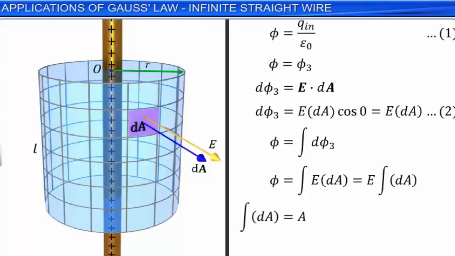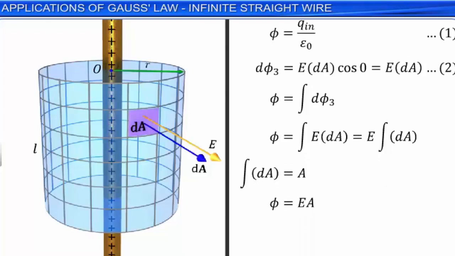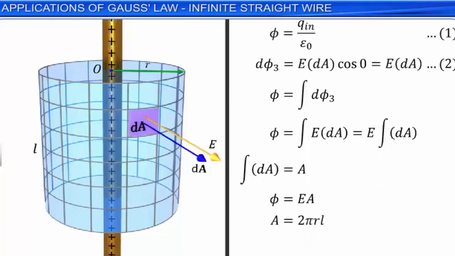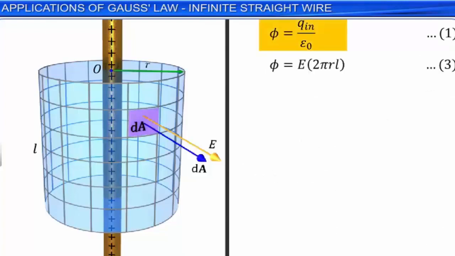The area A is equal to 2 pi RL, which is the curved surface area of the cylinder of length L and radius R. Substituting the value of A in the expression for total flux phi, we get phi equal to E into 2 pi RL. Let this be equation 3. From equations 1 and 3, we see that E 2 pi RL will be equal to Q by epsilon naught. Let this be equation 4.